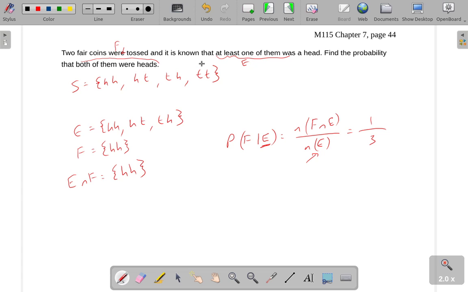And that kind of makes sense. If you think about your sample space here, if you know at least one of them is heads, you're essentially just saying, let's get rid of that one. The only thing we know is that they weren't both tails. There's 3 different ways that that could happen. One of those 3 ways was both of them being heads, so that's where we get this 1 out of 3 as our probability.